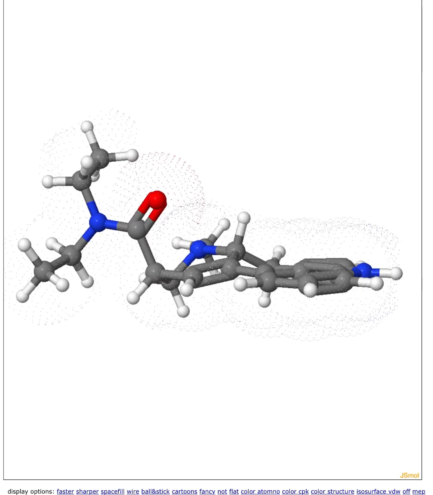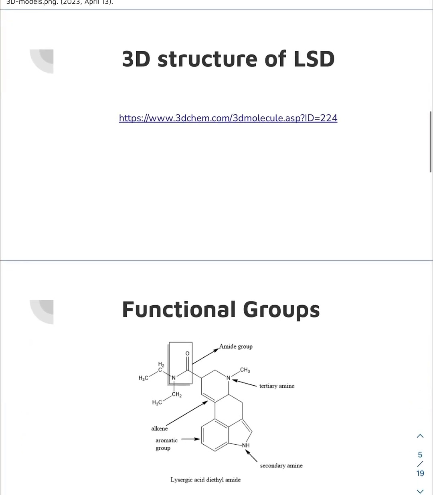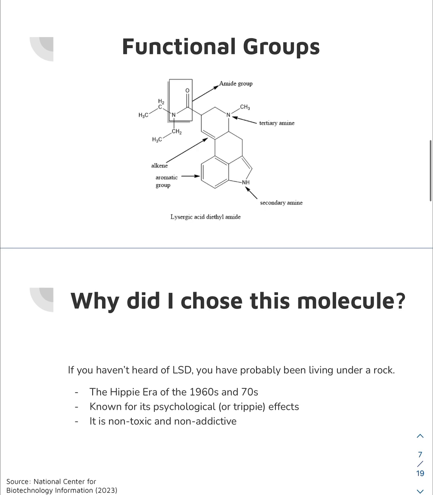Moving on to our functional groups, our first one is an amide group, which is where a carbonyl carbon is singly bonded to a nitrogen or either a hydrogen or carbon. Our next one is a secondary amine, also known as amino groups, which is where a nitrogen is bonded to a hydrogen and two other R groups. It has a tertiary amine, which is a nitrogen bonded to three R groups.